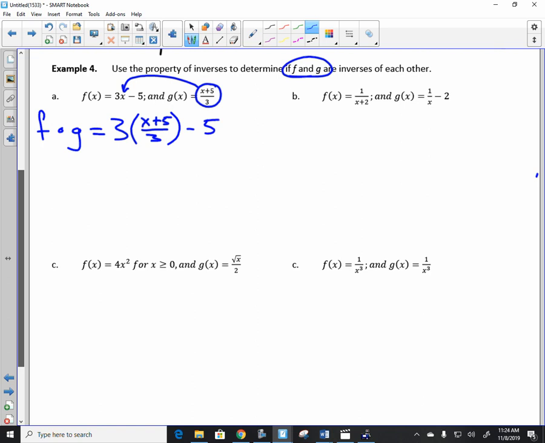-5. Does that simplify? What happens? Okay, but if you just write x, I'm going to take a point off. I need to see what cancels. What cancels first? The 5s or the 3s? The 3s. So you're left with x plus 5 minus 5, which is x. Not enough to compose one direction. We have to compose both directions.